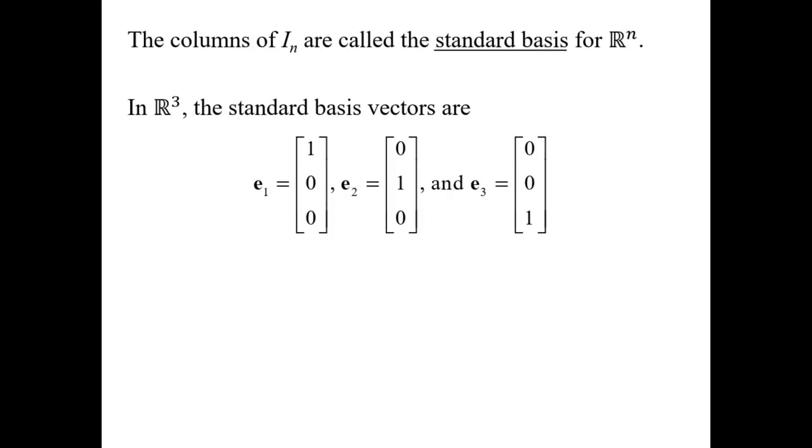Okay. If we look at the columns of I_n, we call that the standard basis for R^n. Those of you who do physics, when we're talking about vectors, I know some people were talking about i, j, and k. This is the same thing, I just have different names for them. In R^3, the standard basis vectors are e1, which is the first column of I, e2, which is the second column of I, and e3, which is the third column of I. So this is what we call the standard basis. Basically, it's the simplest one, but as we saw in the last example, there are lots of different ways to write a basis for a vector space.